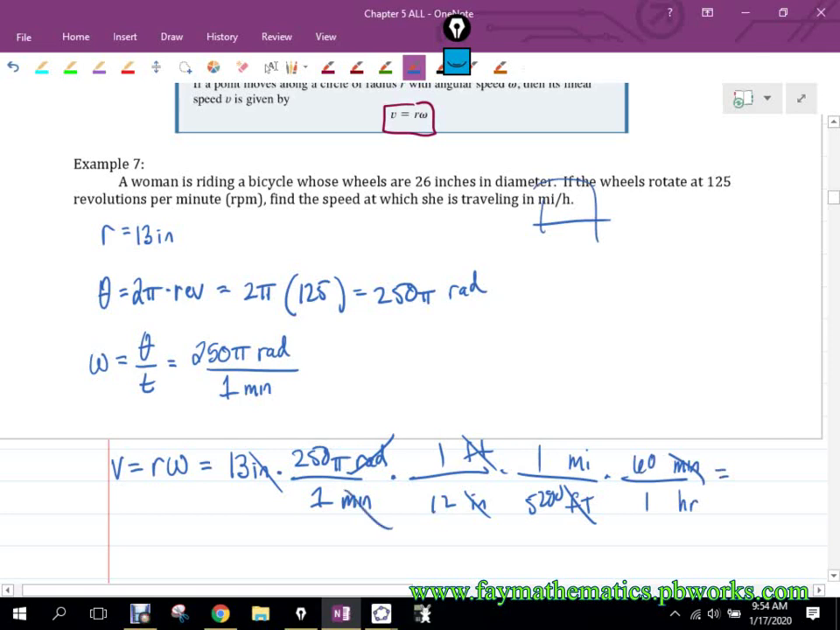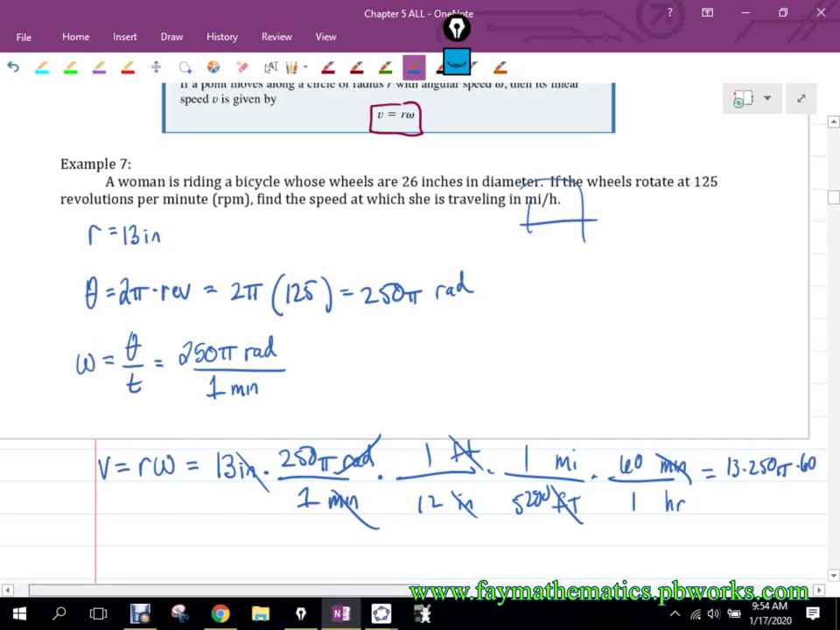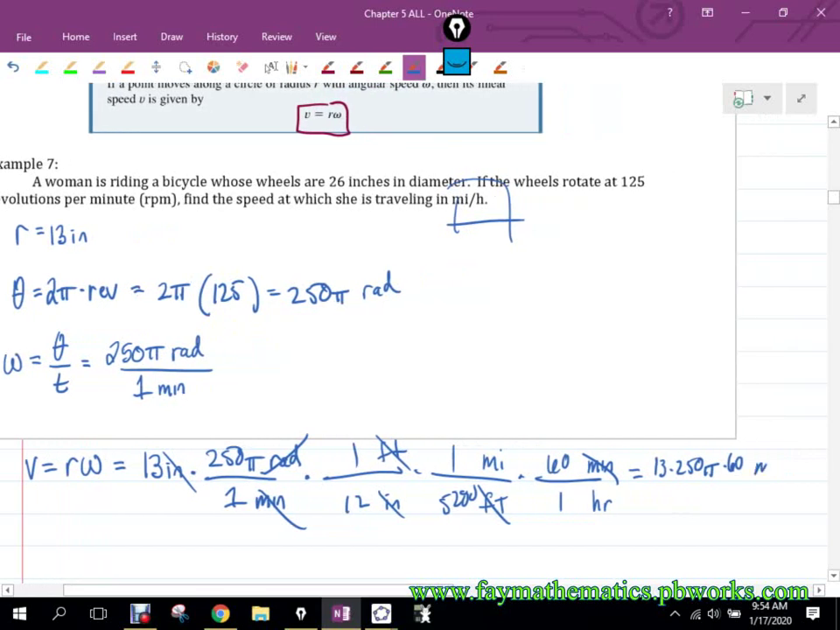If I multiply straight across, I get 13 times 250 pi times 60. The units will be miles. And then 1 times 12 times 5280 on the bottom. And it'll leave me hours. Once I calculate that, that will tell you the speed that this lady is traveling in miles per hour.